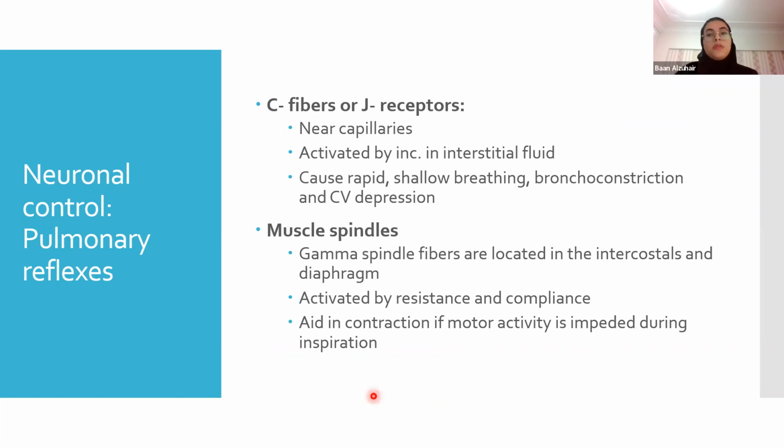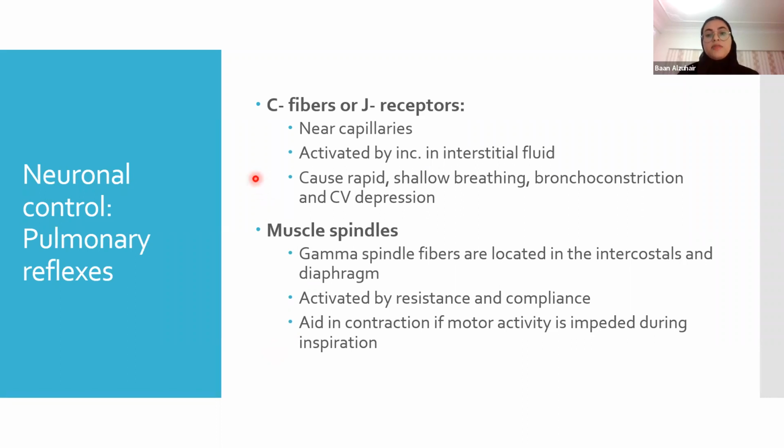The last two pulmonary reflexes are C fibers or J receptors, and muscle spindles. The C fibers and J receptors are found near the capillaries, okay? They're activated by an increase in interstitial fluid. What I mean by increase in interstitial fluid is congestion or edema. This can also be activated by pulmonary embolism, okay? It causes rapid and shallow breathing, bronchoconstriction, and cardiovascular depression. What I mean by rapid and shallow breathing is hyperventilation, okay?